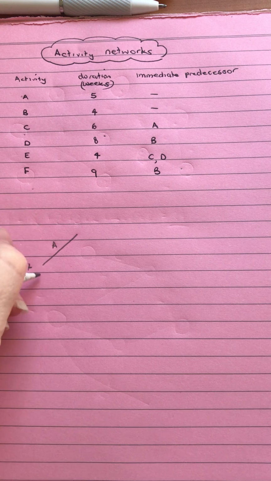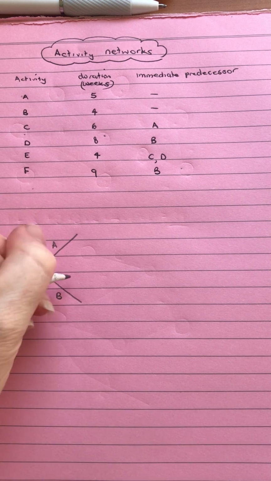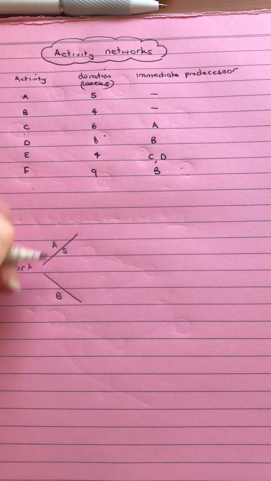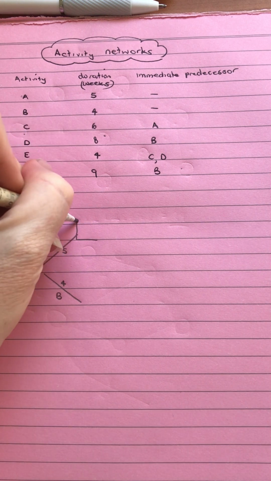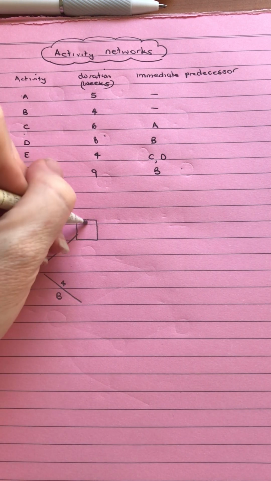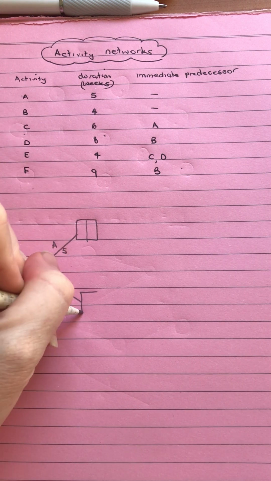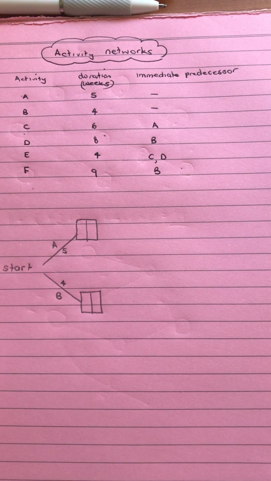Looking at our information, between A and F, A and B don't have any predecessors. So we can have our start, and off there come our A and our B. We always put the time on that as well, so we've got our 5 and our 4. We draw a box or a circle there where we can do our forward and backward scanning once we've completed our drawing.